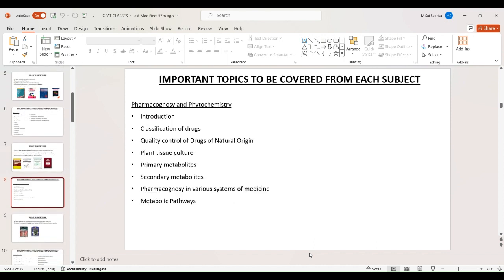Then pharmacognosy: introduction, classification of drugs, like classification based on morphological characters or something like this. And quality control of drugs, like how a drug is adulterated, and what the definitions are. We have three or four definitions which I'll be covering in the particular subject video.